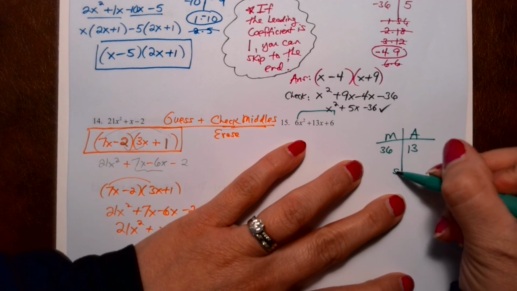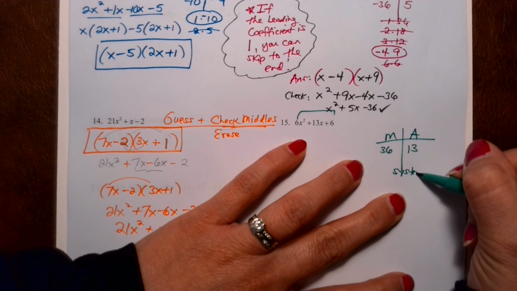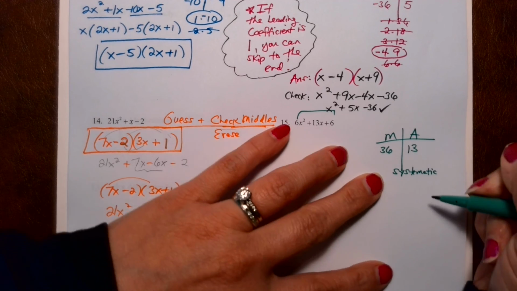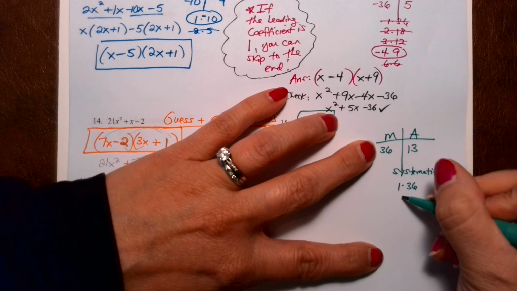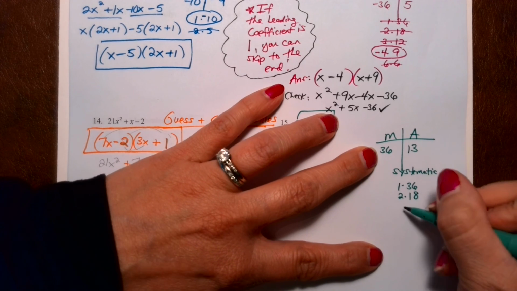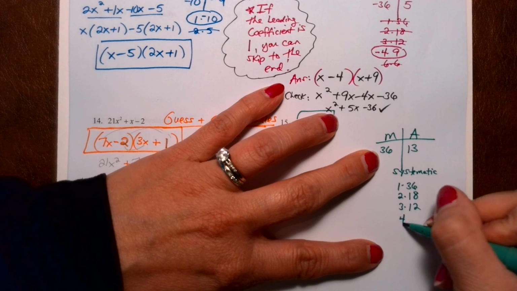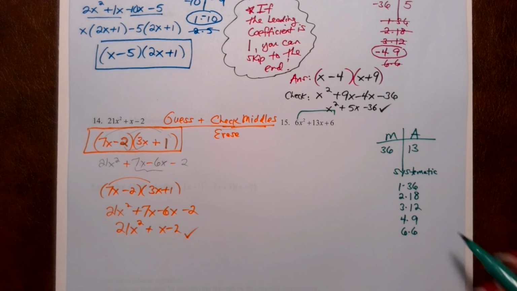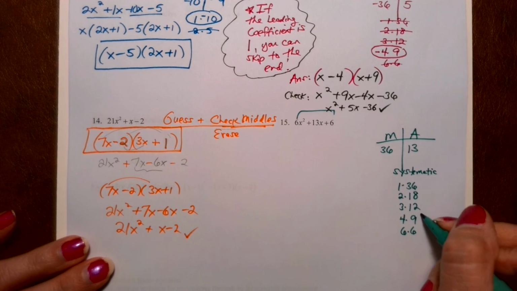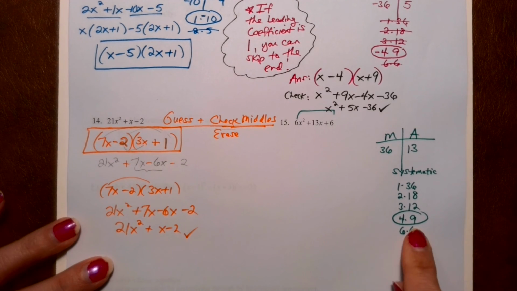Or we can maybe be systematic. Systematic gets the job done quickly. Is it 1 times 36? Is it 2 times 18? Is it 3 times 12, 4 times 9, or 6 times 6 to make a 13? What are the numbers? You got it, 4 times 9. What do I do with those?